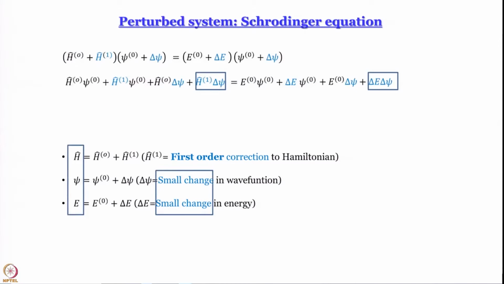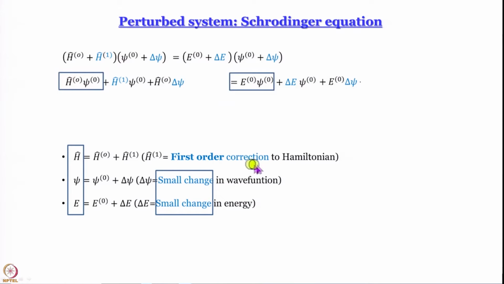Then what we did is we set up Schrodinger equation in terms of H hat, psi and E, this is what it is, and since delta psi and delta E are small changes, we figured that H1 hat, the first order correction to Hamiltonian operating on delta psi, and delta E multiplied by delta psi, remember it is an operator, so it cannot be multiplied by delta psi, it is operating on delta psi. So, these two are products of small quantities, so they are 0.